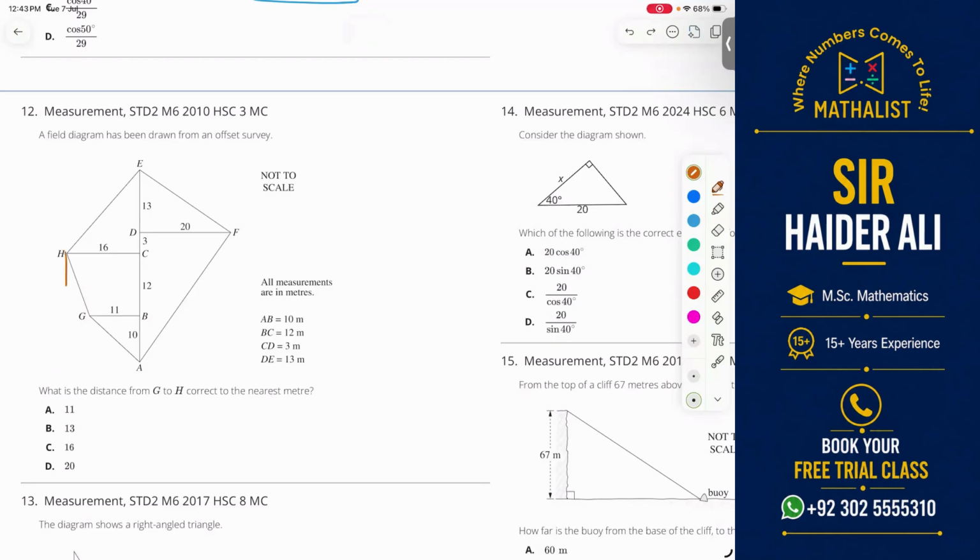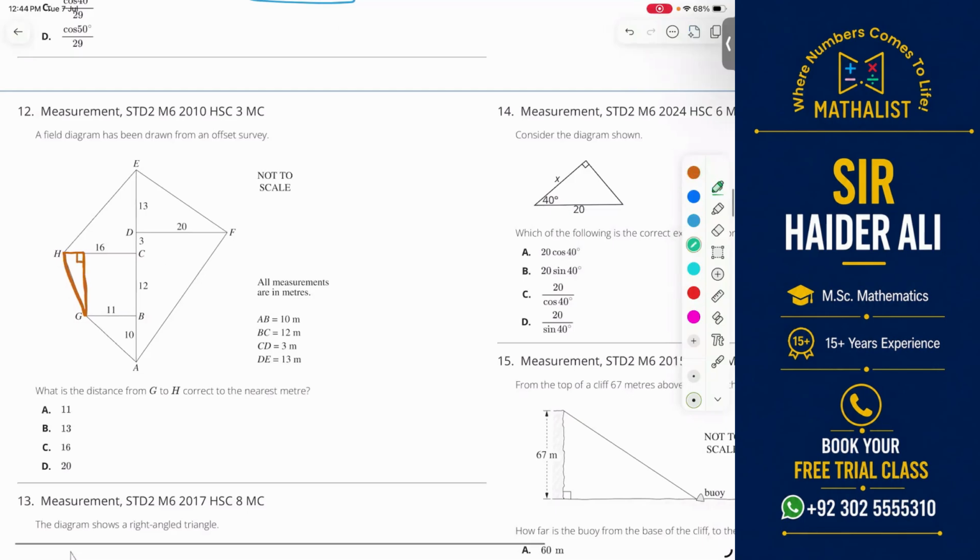From any corner you can draw like this one. It is a right angle triangle. This one is 12. This one is 16 minus 11, it will be 4. And then you can find the height by Pythagoras theorem. Or the other way, you can do this one. This is also a right angle triangle, a 90 degree angle. This is 16, this is 11, 16 minus 11 will be 4. It's 12.